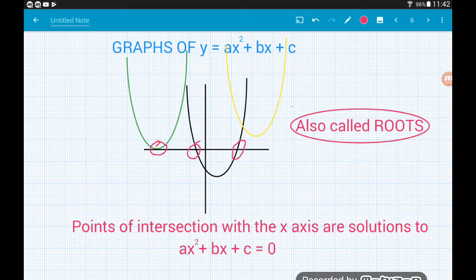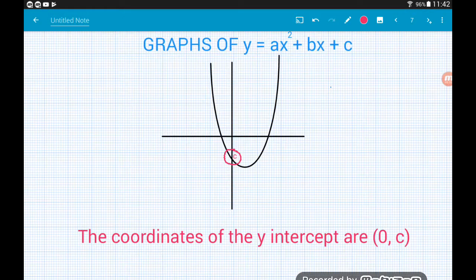We also get quadratics that don't meet the x-axis at all, as the yellow one up on the right. If our parabola doesn't meet the x-axis, then there are no solutions to ax squared plus bx plus c equals 0. Now there are many different methods to find these solutions, and I will have videos on all of these methods, so check them out. Quadratics are a very, very big part of GCSE maths.